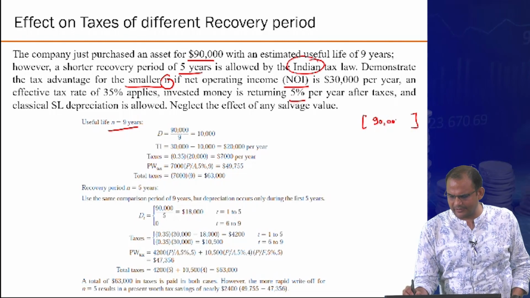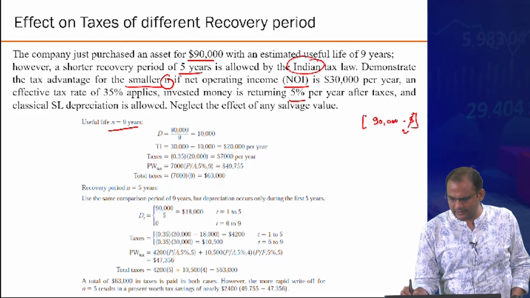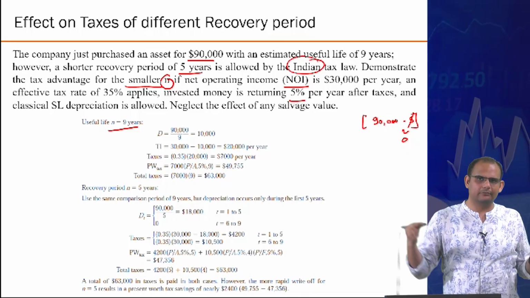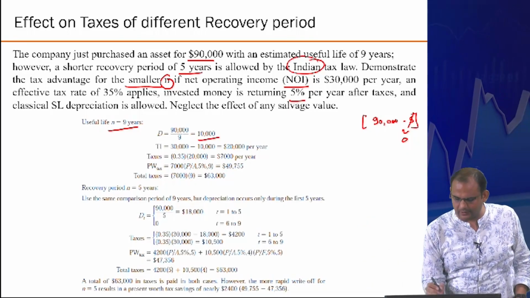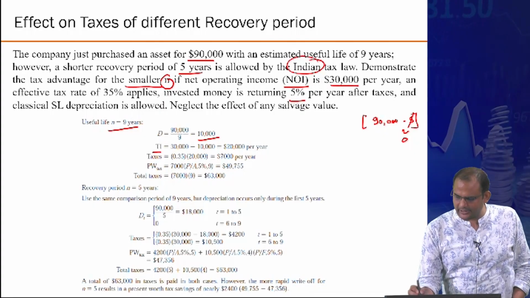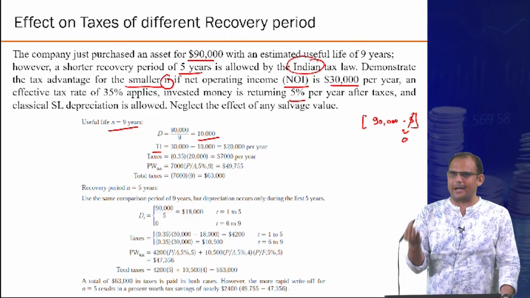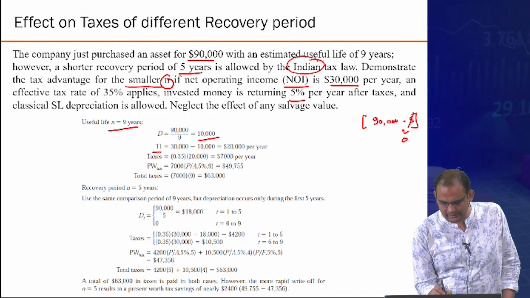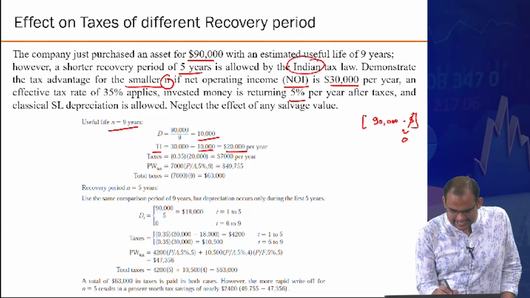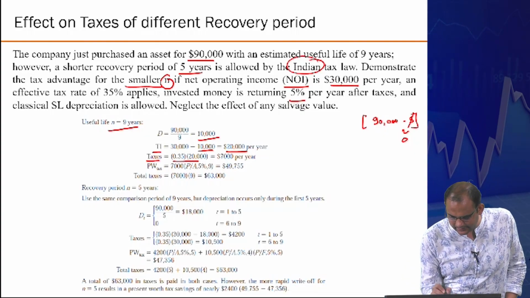$90,000. No salvage value. Salvage value is 0. So 90,000 divided by 9 periods, that becomes 10,000 each year. The taxable income is what? 30,000 is your net operating income minus the depreciation amount of 10,000. So this is 20,000 per year. The taxes in this case is what?